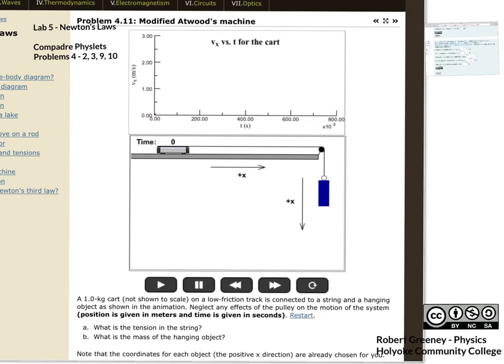Oh yes, one more thing. Notice that the direction x for the cart is this way, and the direction x for the hanging mass is down. This is a trick that's often used because the string is changing the direction of the force. And so this will have a positive acceleration. We want this to have a positive acceleration as well. So it's just convenient to switch the coordinates so that both objects are moving in the positive x direction, because remember, the velocity of these two objects and their acceleration is going to be the same because they're tied together.